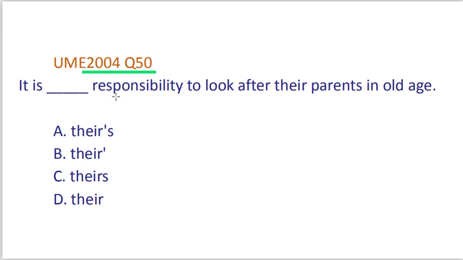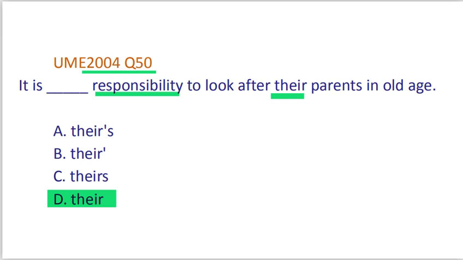The noun is present, responsibility. That means in this case, we are not going to use the possessive pronoun because the noun is there. We are going to use the possessive adjective. Option C is the possessive pronoun, while option D is the possessive adjective. The correct option is option D. It is their responsibility to look after their parents in old age.